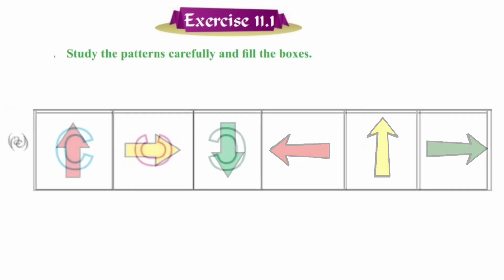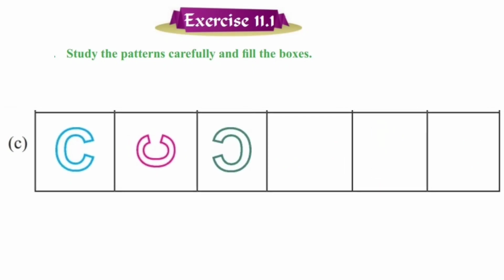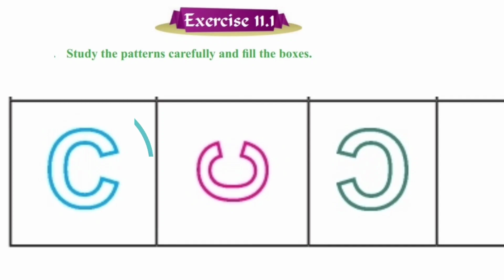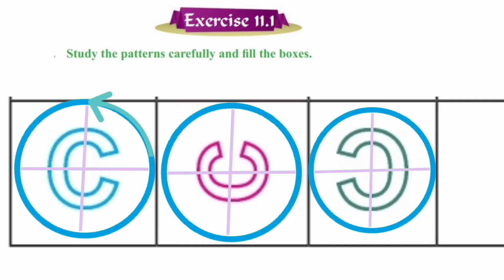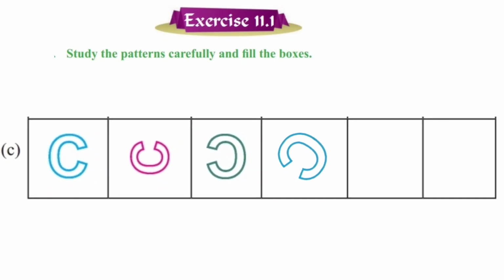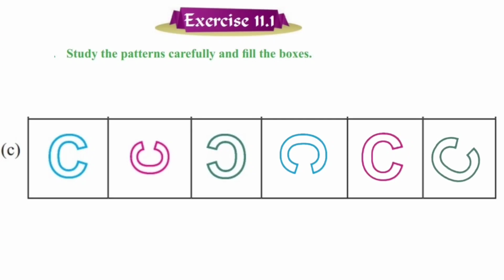Now let us solve part C. On studying the given pattern, it is clear that the figures are rotated anti-clockwise by 1/4. So following the same manner, we keep rotating the figures anti-clockwise by 1/4 and the color scheme as given: blue, then pink and then green.